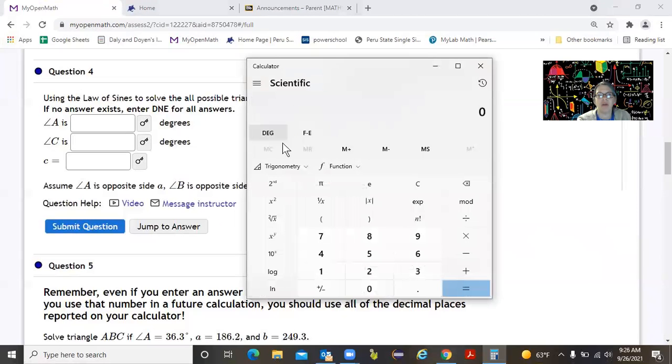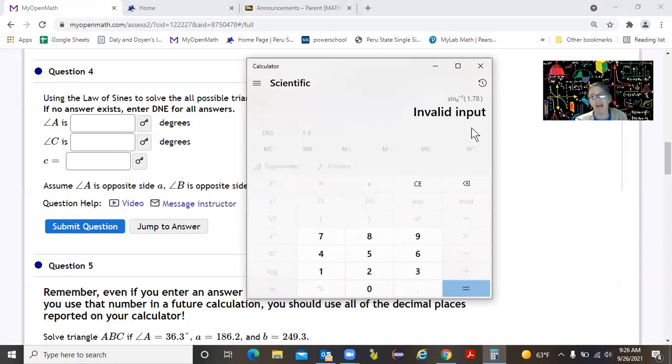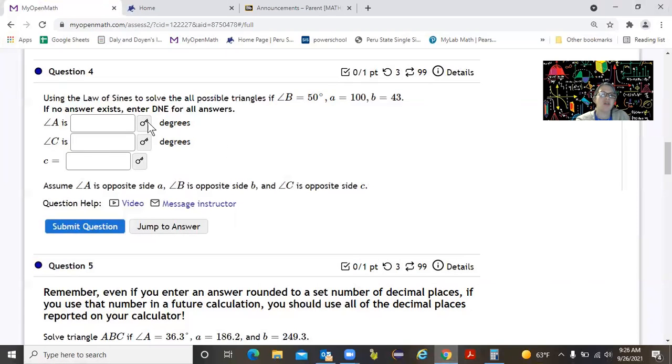Just pull up the calculator app. And again, just so you can see this in action. On the computer's calculator app, you put in the value first, then come in here and do second sine. And it just said invalid input. Okay, so you cannot do this. It's no good. So you would just put DNE in for all 3 of these.